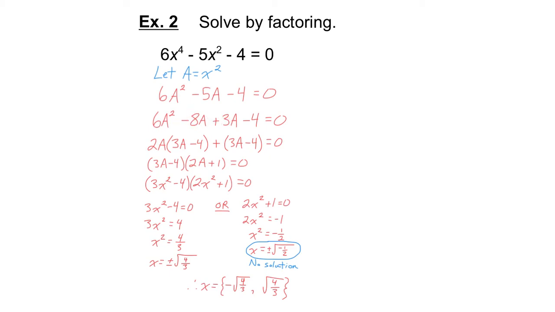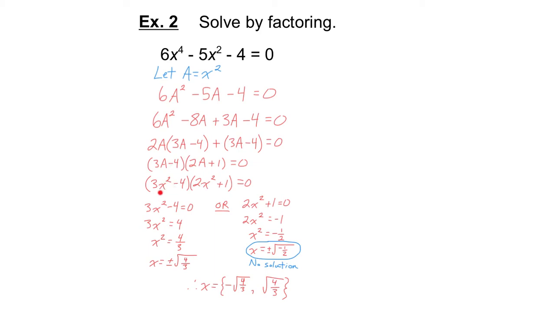Then I factor by grouping. The greatest common factor of 6a squared minus 8a is 2a. I'm left with 3a minus 4. Here, with 3a minus 4, the greatest common factor is just 1, so I just leave it as 1 times 3a minus 4. 3a minus 4 is a common factor, leaving 2a plus 1. I just replace the a with x squared again so that I can solve for x.